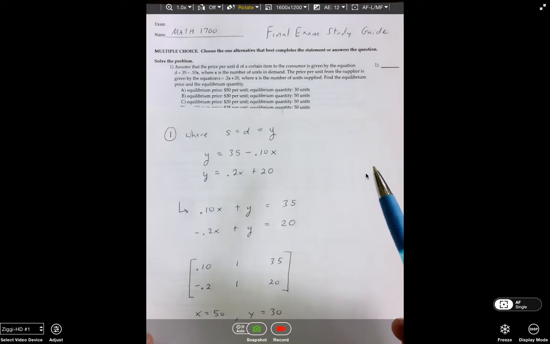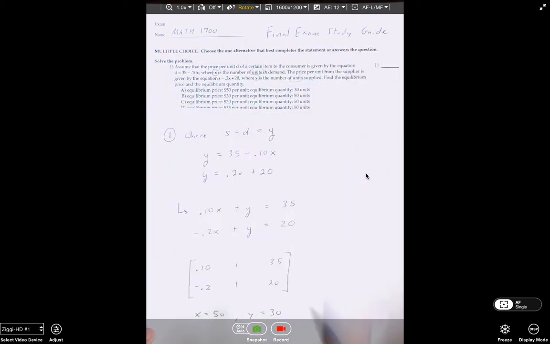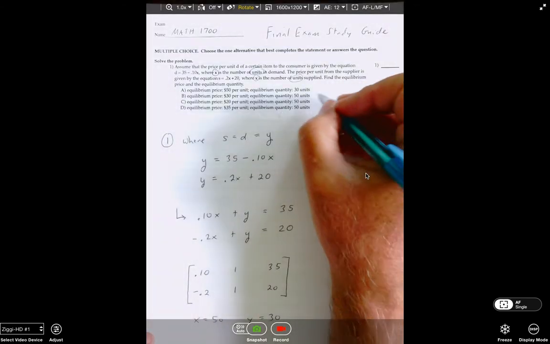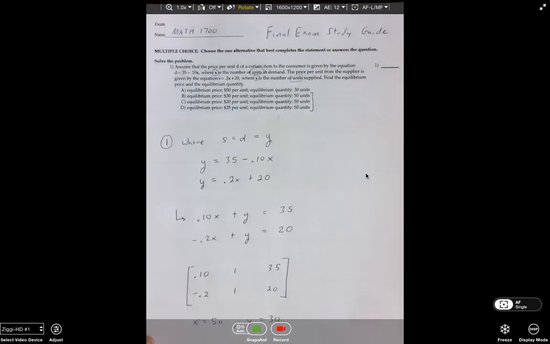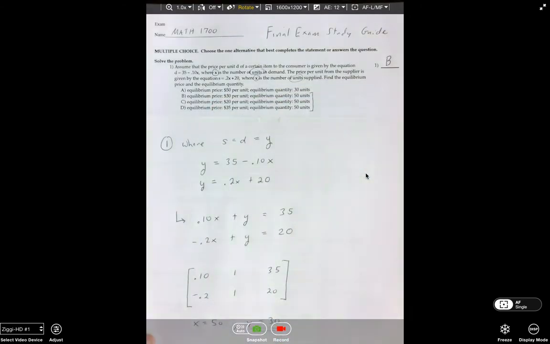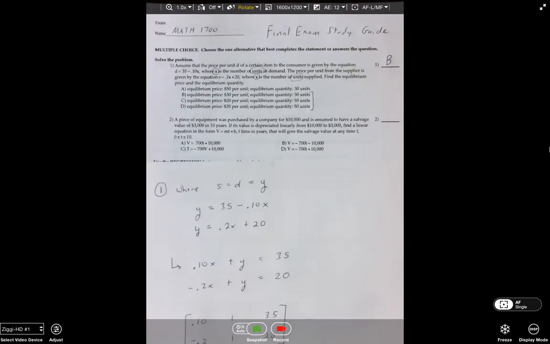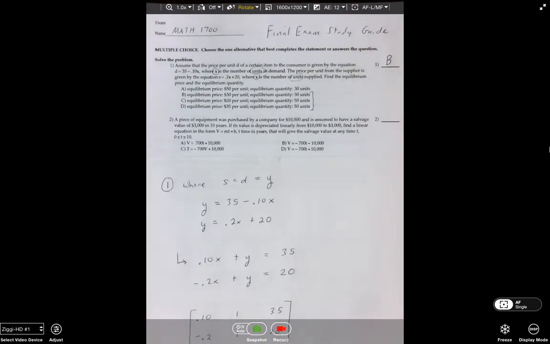So x is units and x is units. So x is going to be 50 units, so we know that our answer is going to be one of those three. And then y is the equilibrium price, so we know that the answer to this has to be B. So this is going to be kind of cool because we're going to go through not only how to do the problems, but also some test-taking strategies. All right, I can see right now this is going to take a long time, so it's probably going to be broken up into two videos, which is fine.